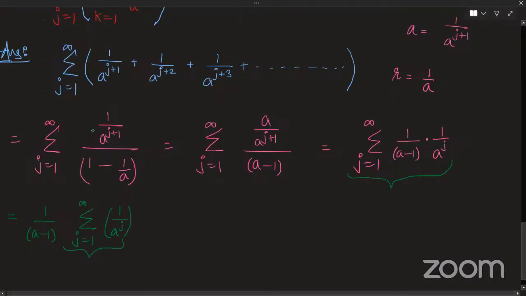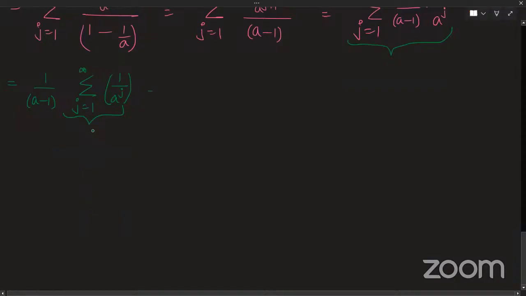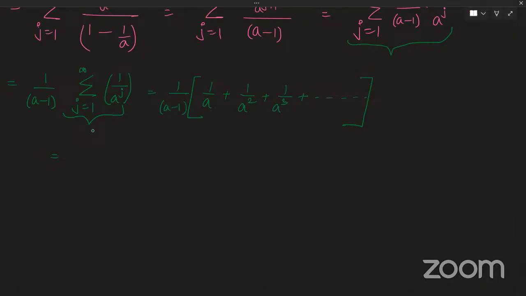Now, can you help me evaluate this series? Help me write the series first. 1 by a plus 1 by a squared, then 1 by a cube, and so on up to infinity. Correct. Up to how many terms? Infinite terms. So infinite terms means, what does it mean? Infinite sum of a GP, right? Yes, sir. It means infinite GP.